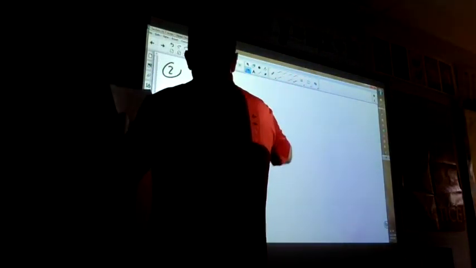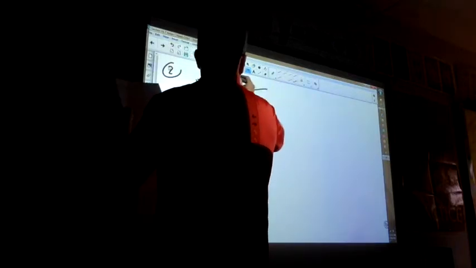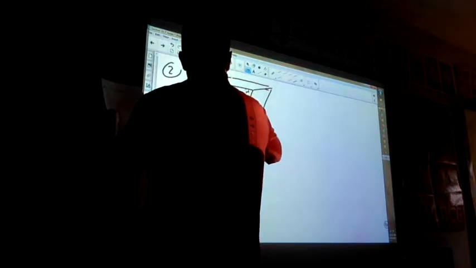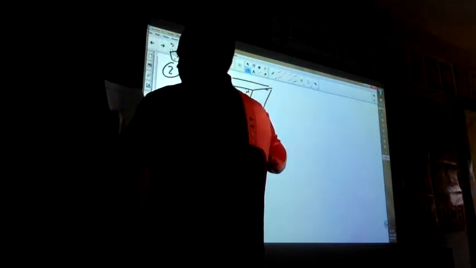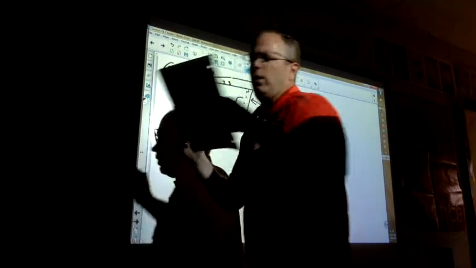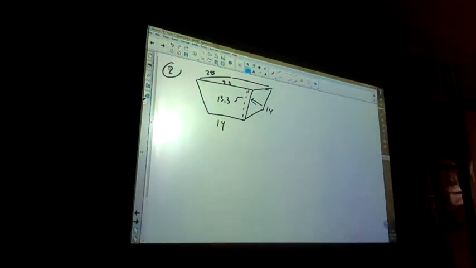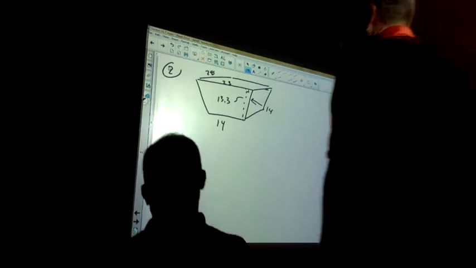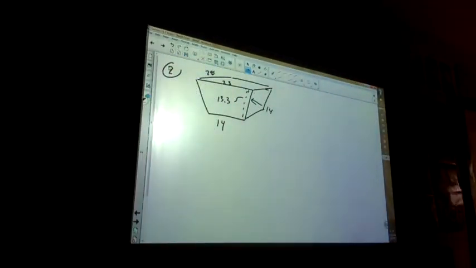All right, so we have three, this is 14, this is 23, and they also told us the slant height is 14, which doesn't really help me, and the depth is 28. Okay, we want to find the volume, right? So what are my bases of the 3D figure?